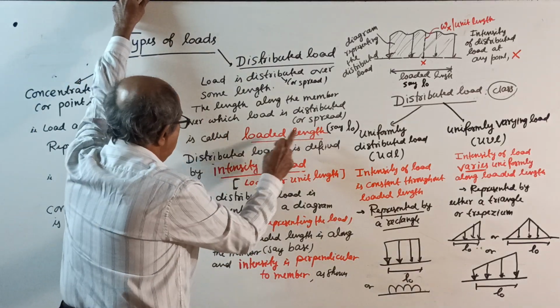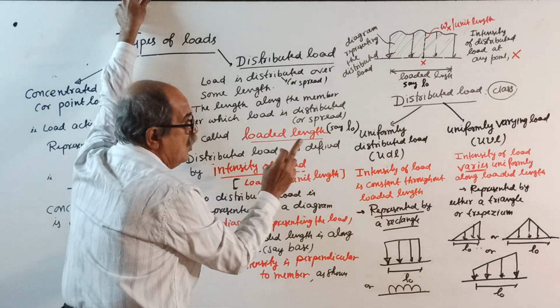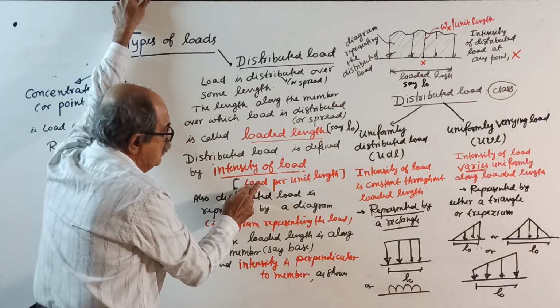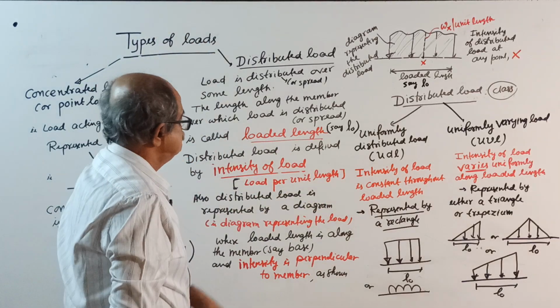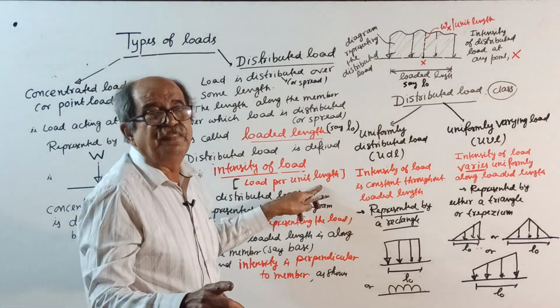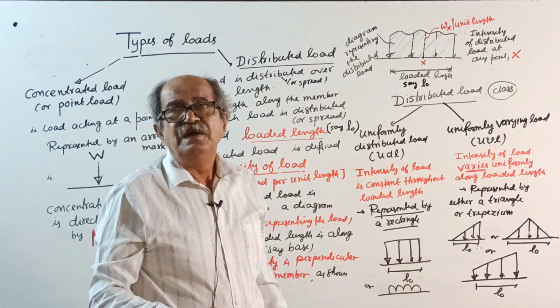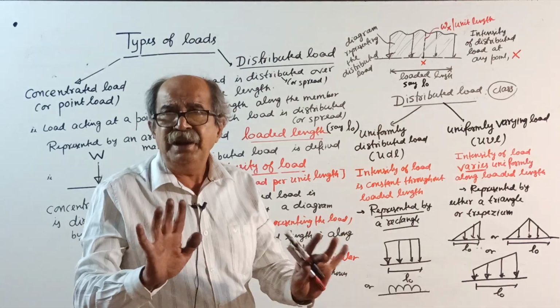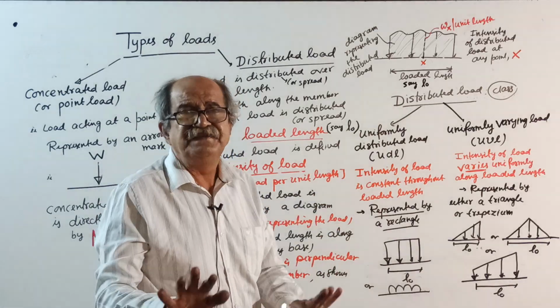But distributed load is defined by intensity of load. Intensity means load per unit length. Remember, it is not a total load. It is load per unit length. A little later, I will give an example for you.